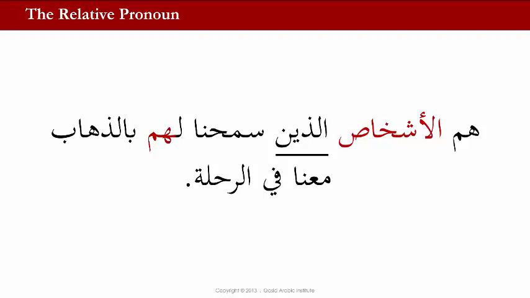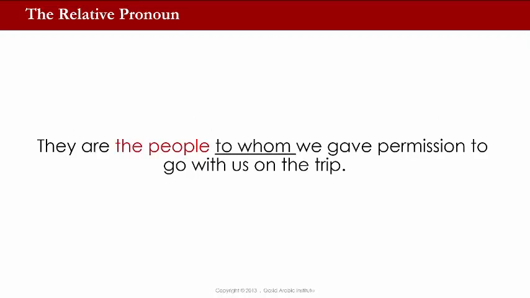Here we have lahum. Hum al-ashkhas al-ladhina samahna lahum بالذهاب معنا في الرحلة. They are the ones whom we permitted to go with us on the trip. We can translate it here. They are the people, or they are the ones to whom we gave permission. Lahum, to whom we gave permission to go with us on the trip.